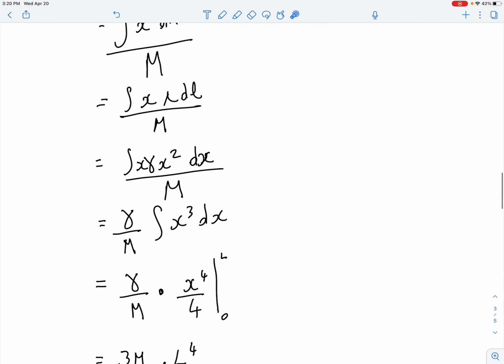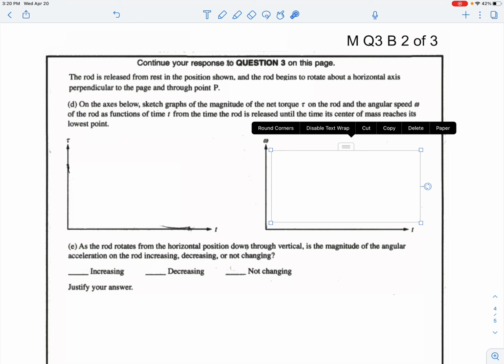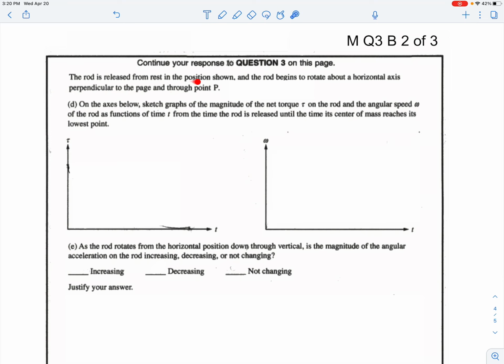And now we're at part D. If the rod is released from rest in the position shown, then the rod begins to rotate about the horizontal axis perpendicular to the page at point P. On the axis below, sketch the graphs of the net torque on the rod and the angular speed for the time from when the rod is released until the time the center of mass reaches the lowest point.